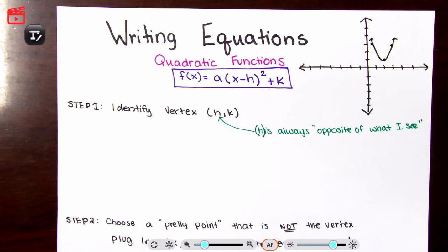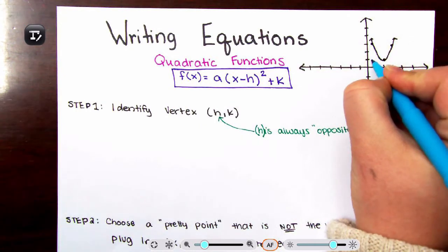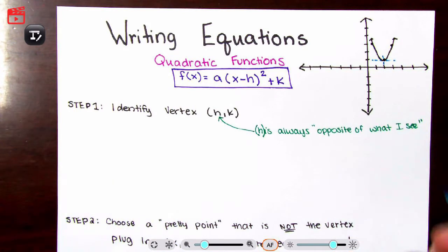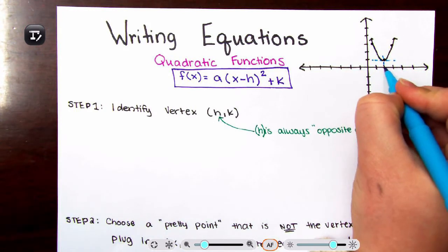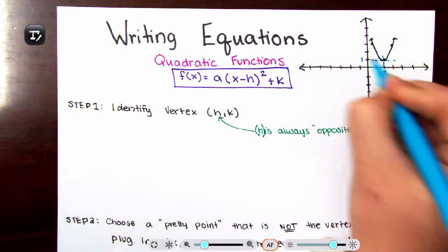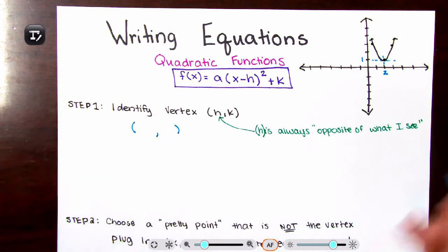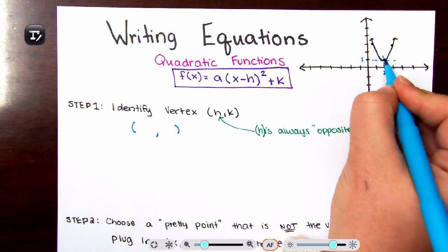Now, your vertex is either your minimum or your maximum. In this case, that's going to be this point right here. If we look at it, we have 2, that's your x value, and 1 is your y value. So your vertex is 2 and 1.